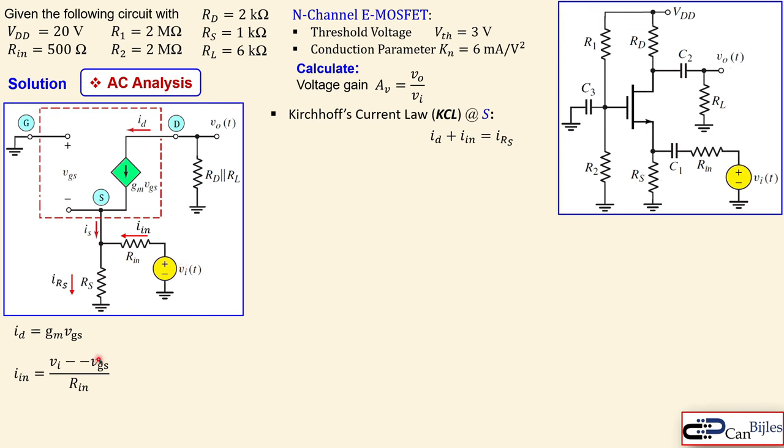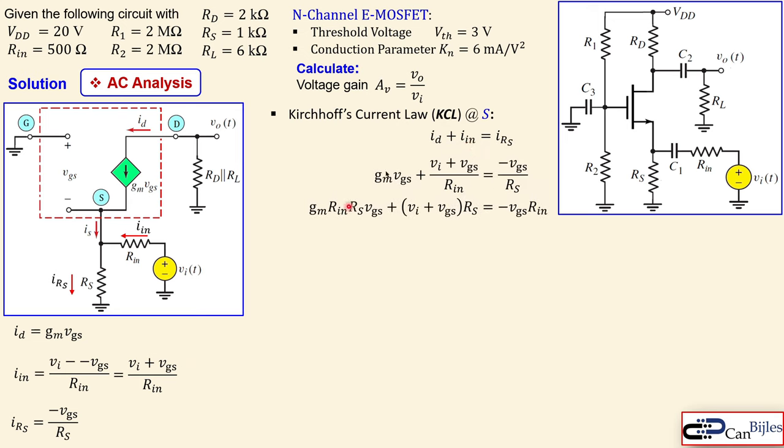That's why it's shown here over, of course, the RIN. The next one is the IRS, which is the voltage at this node, again, reversed in polarity, which is a minus VGS over RS. So we can also write this down, because since minus minus is plus, we have this expression for the I in. Now let's substitute everything in here and also multiply out the left and right hand side by RIN, also by RS, so the multiplication, you get this expression.